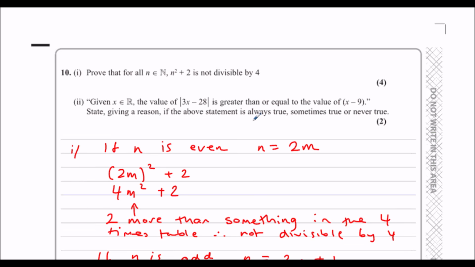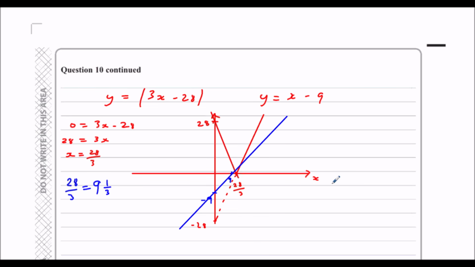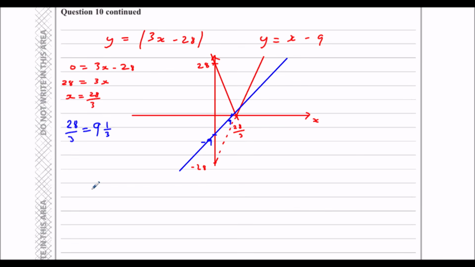So the question said greater than or equal to, so it's always greater or equal to. Is that true? Is our red graph always above our blue graph? Well, no, it's not. We can see that somewhere in here, our blue graph is going to be above. So definitely at 9 and 1/3, at 28 over 3, our blue graph will be above our red graph. So it's sometimes true. It's not always true. A lot of the time the red graph is above, but sometimes the blue graph's above. So it is sometimes true.